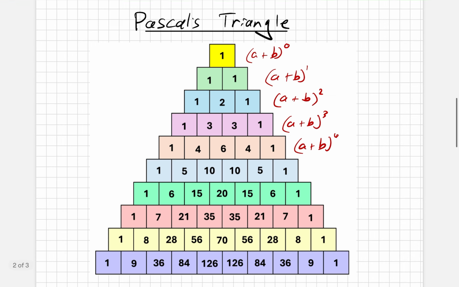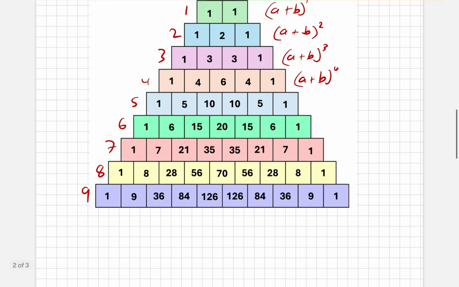So we can number these rows, but we need to start at 0 because that's what the power corresponds to. So 0, 1, 2, 3, 4, 5, 6, 7, 8, and 9. So if I was to do an expansion, let's say a plus b to the power of 9, I could write my a in descending powers, my b in ascending powers, and then I can use these numbers as my coefficients.